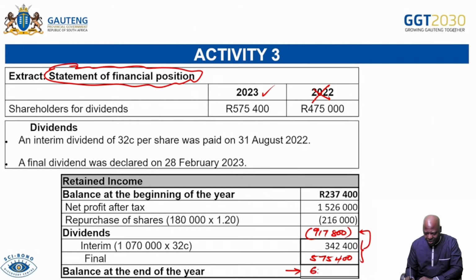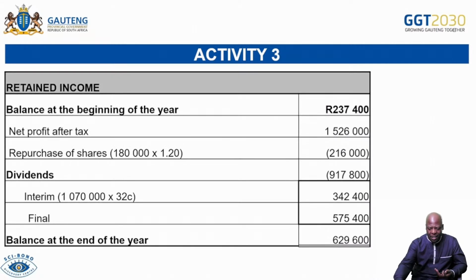That's easy. That's a 629,600. Okay. Even the calculator said, that's an easy one. Okay. So we then come, and if you want to see the typed version, here is the typed version. Then that is our activity number 3.